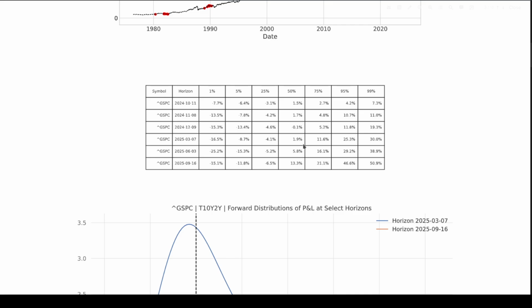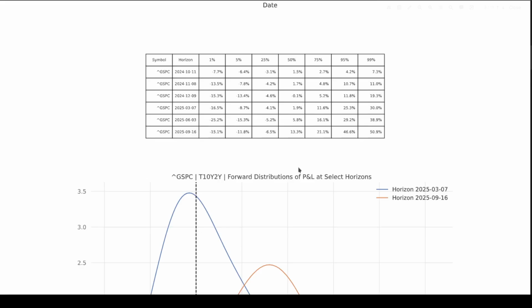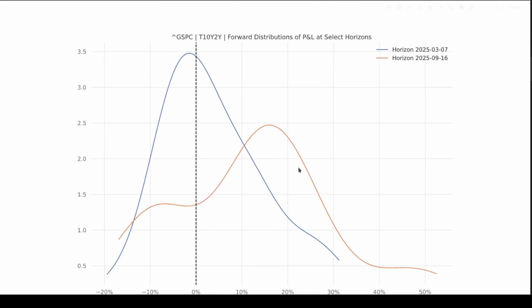But just looking at this chart shows you that the picture isn't as clear as Twitter or all these social media make it out to seem, that as soon as the yield curve uninverts, that means that you have to sell all your stocks or you have to start buying put options. No, 1 year out, your median return is still a 13%, right?